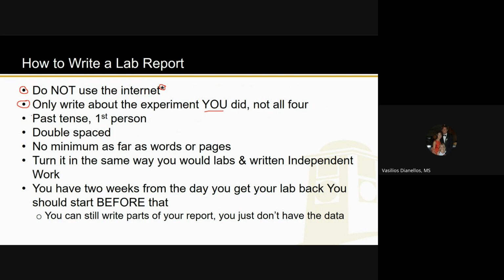Some other things, and this is easy points, just make sure you do this and you won't lose points for it, but it needs to be past tense and in first person. So you'll say something like, in this experiment, I wanted to see how temperature affects the rate of photosynthesis and respiration. And the first thing I did in this experiment was put the cuvette directly under the light, right? So it's first person, past tense.